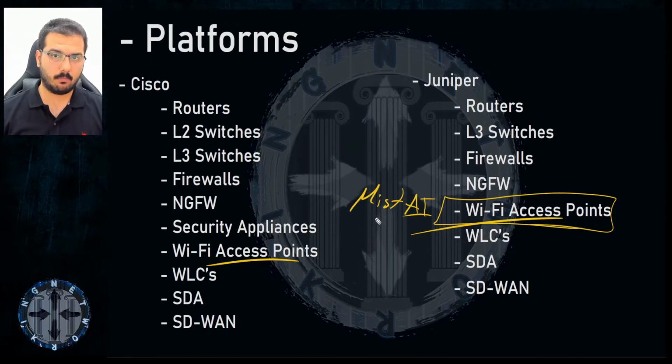What does Mist AI as a company provide or manufacture? Well, they manufacture access points and wireless controllers. They operate over cloud. They operate with artificial intelligence. They provide a lot of astonishing features, actually. That's why they acquired them.